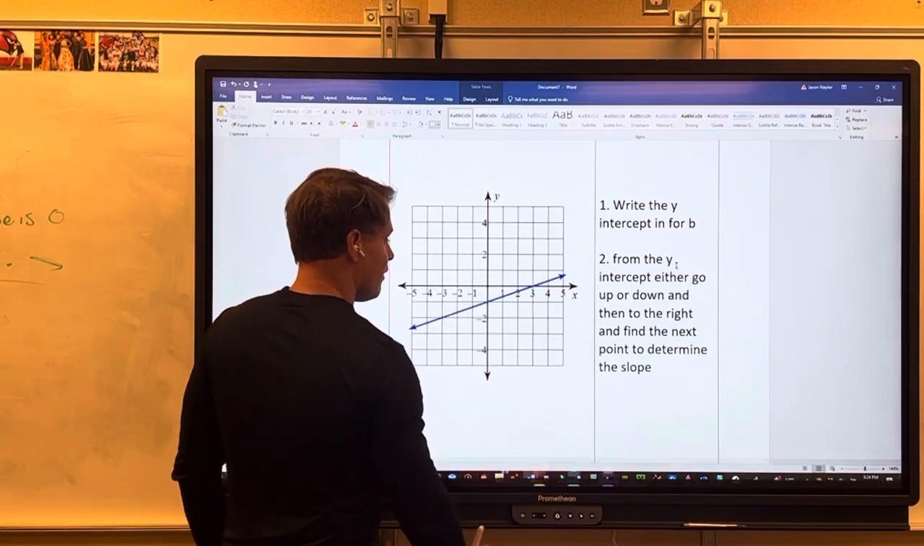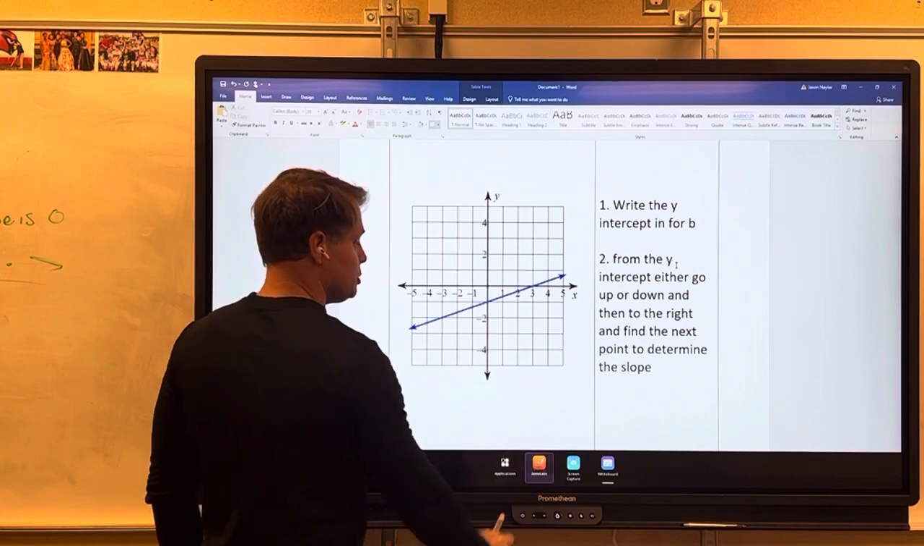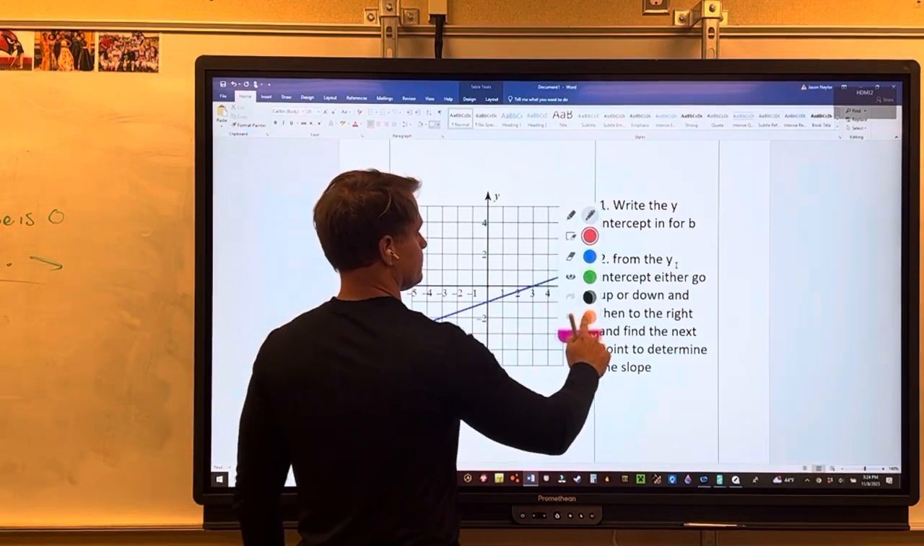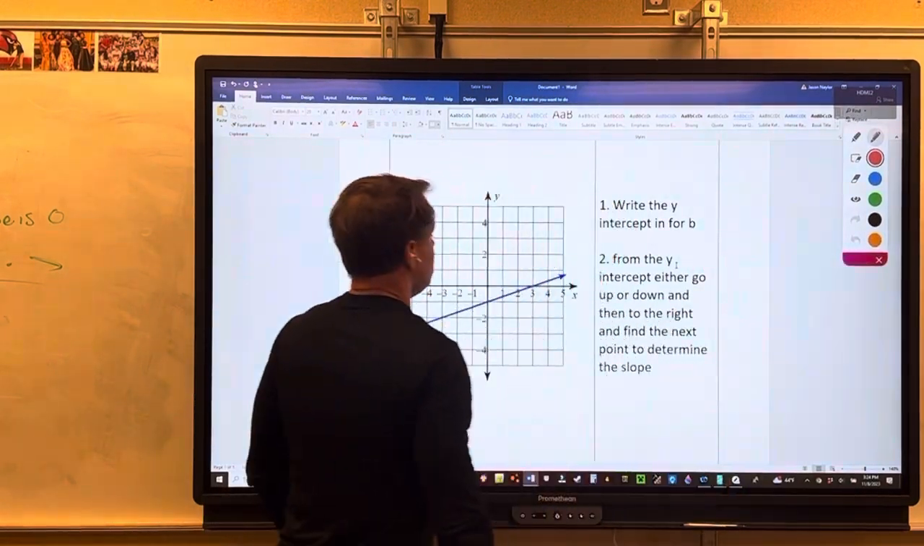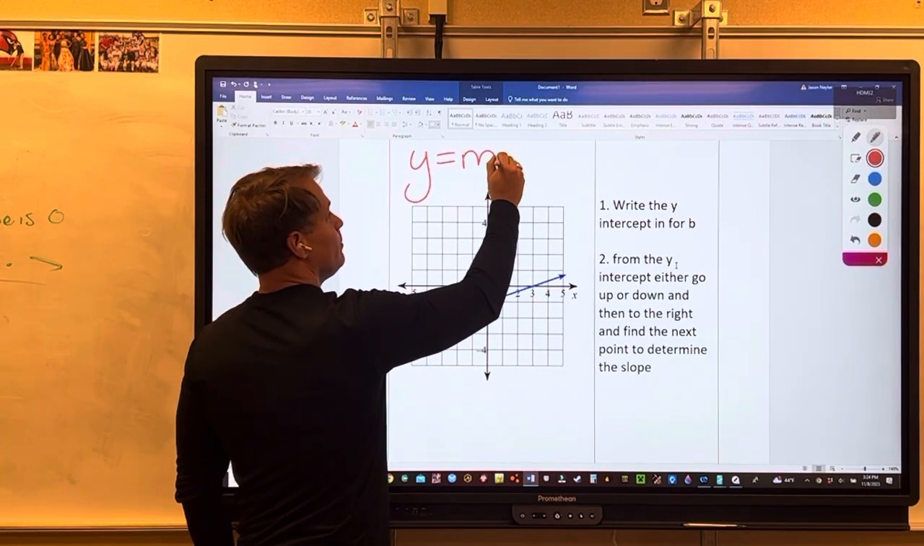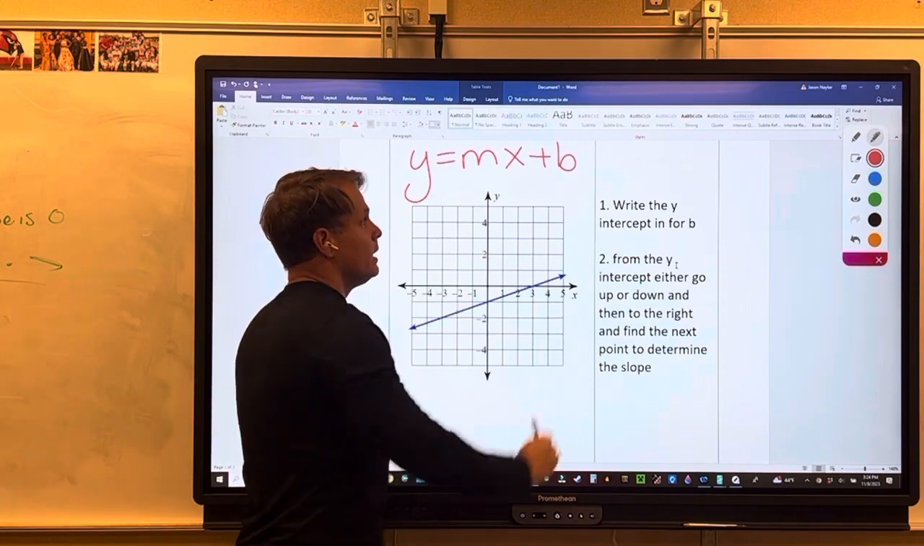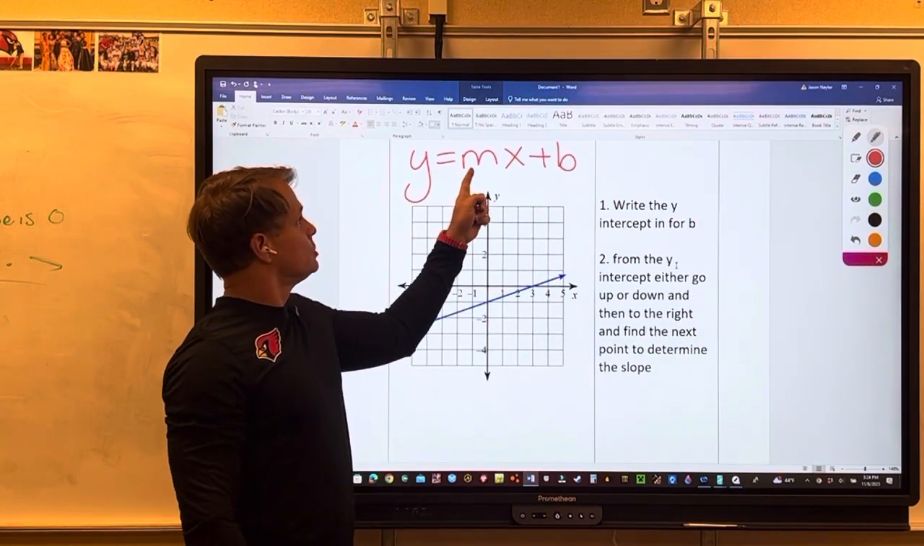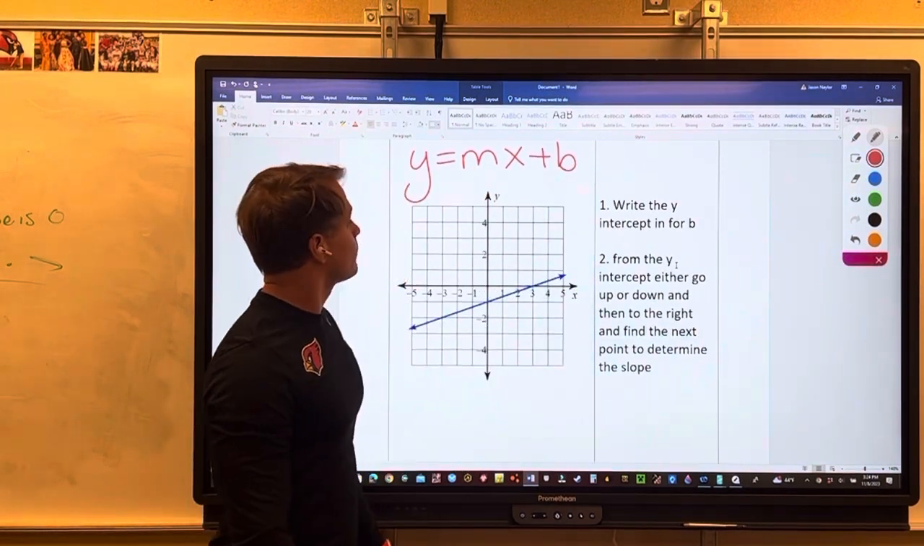So let's start off with taking a look at the equation that we have here. The equation that we have here, we want to write as y equals mx plus b. Now this is called slope-intercept form.